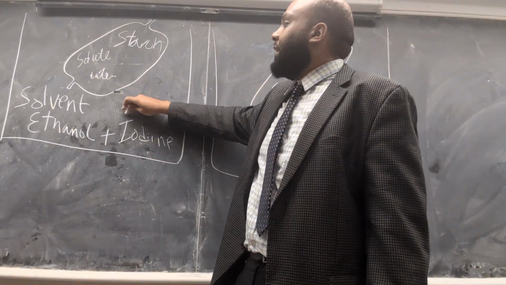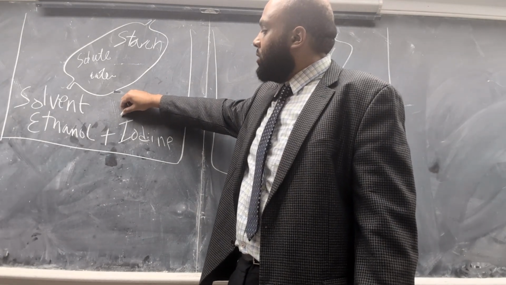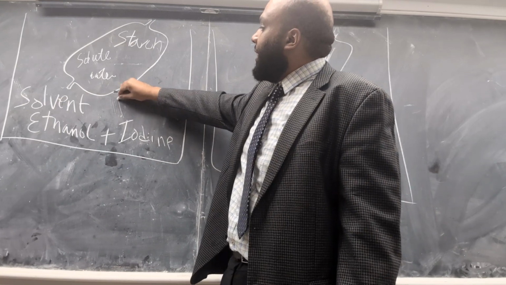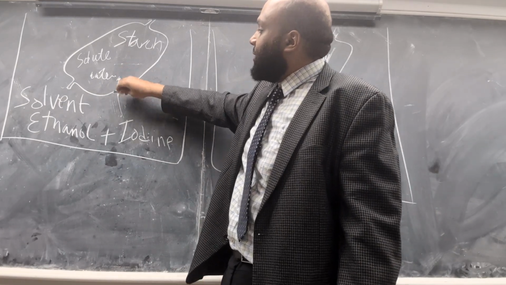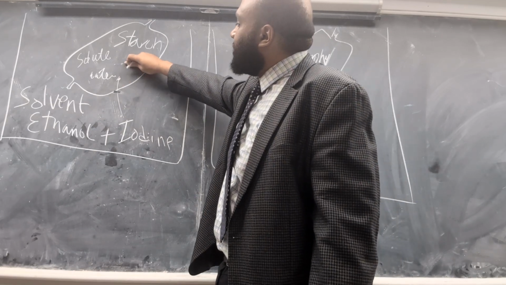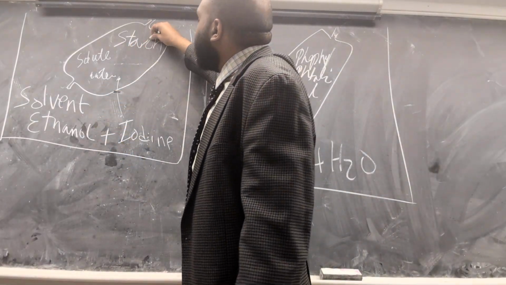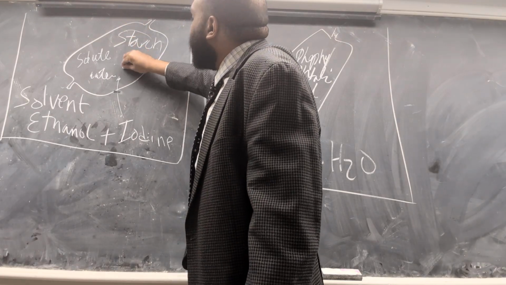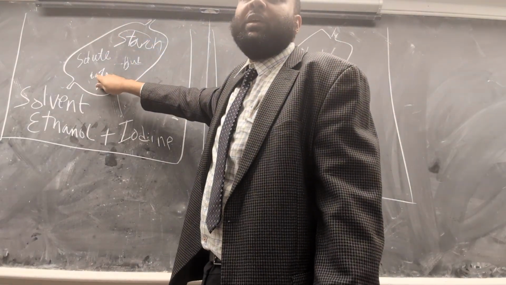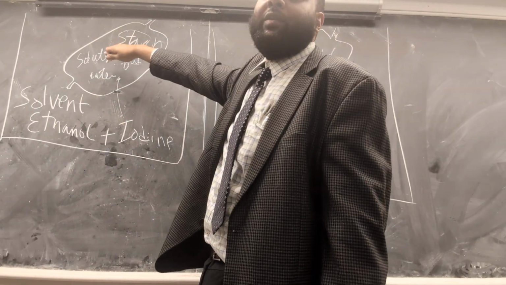The solvent is going to go from an area of a high concentration of ethanol and iodine to an area of a lower concentration of ethanol and iodine. And it's going to move into the starch. Whenever iodine interacts with starch, it is going to turn blue. So we're going to go from a colorless starch water solution into blue because iodine went in there.